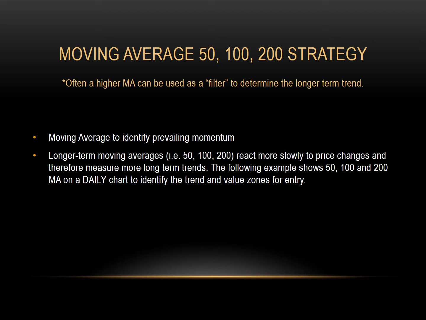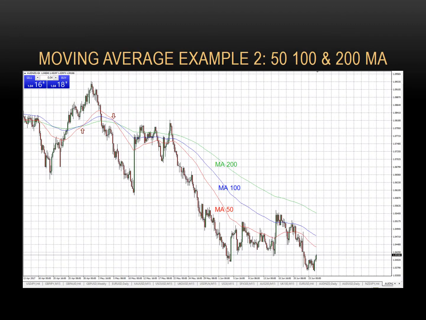The following example shows 50, 100 and 200 moving averages on a daily chart to identify the trend and the value zones for entry. Here's an example from earlier today on AUD NZD.